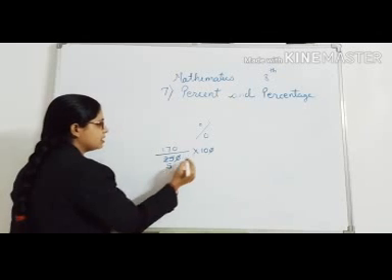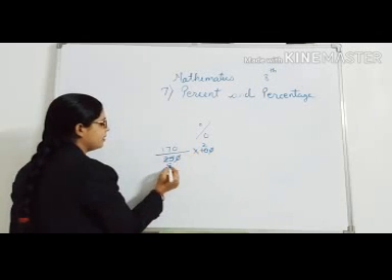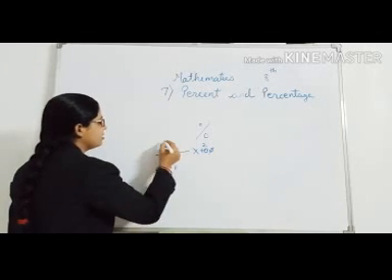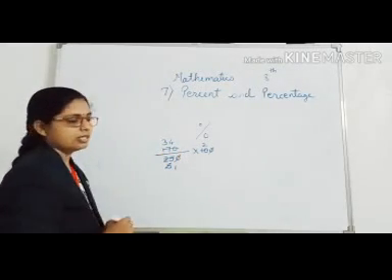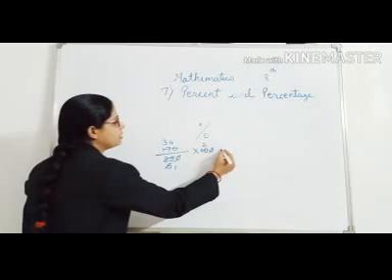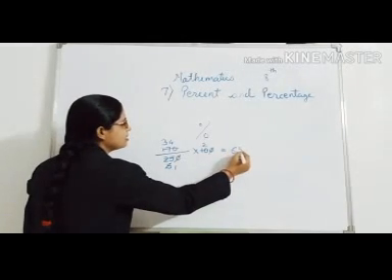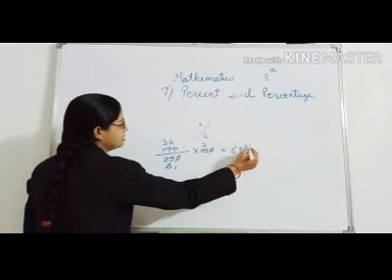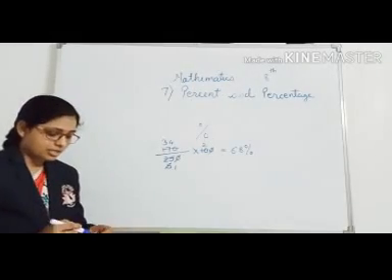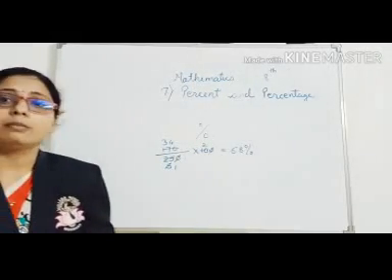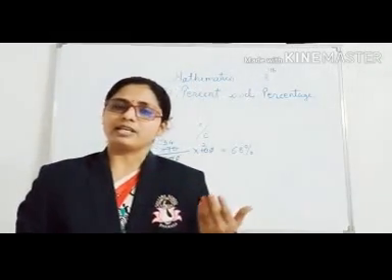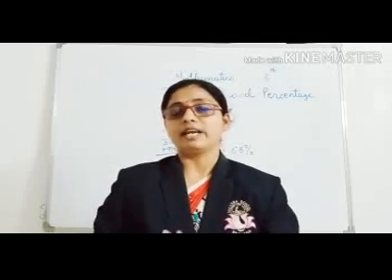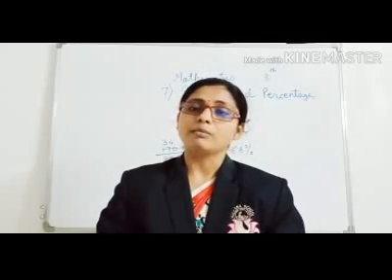Now we will solve this and see what the answer is. 5 5s are 25, 5 2s are 10, 5 is 5, 5 3s are 15, 5 4s are 20. Now 34 multiplied by 2, we get the answer 68%. So how much percentage did we get? 68%. So in this way, generally we find the percentage of marks.